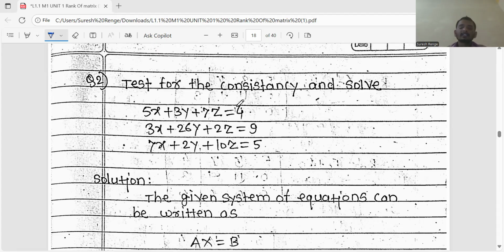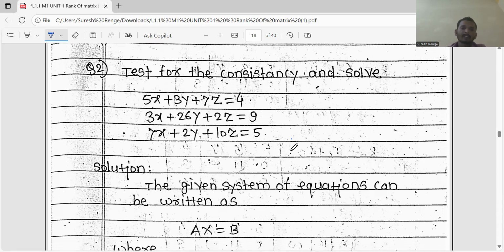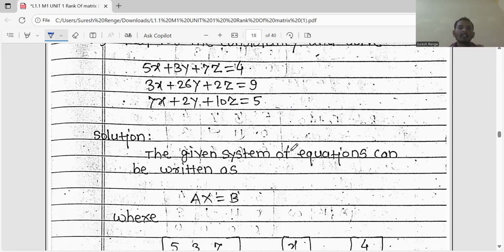Test the consistency and inconsistency for the system of linear equations. This is the system given, whatever it may be. Now, what is the solution? The question carries 5 marks weightage. We do not want to solve this; we are only checking the consistency and inconsistency.